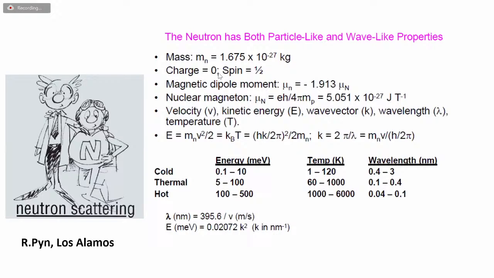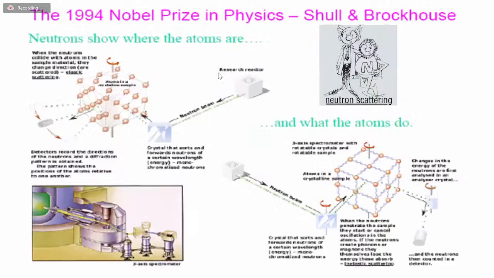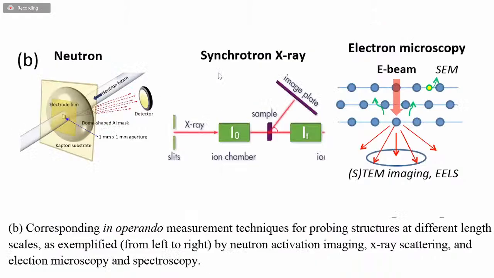Yeah, it will be different with the X-ray. So this is the Nobel Prize in Physics in 1994, showing where the atom is and what atoms do. So neutron, synchrotron, or electron beam, they each have something different. I think not all instruments can show everything, so they need to be combined. Yeah, so we can have the overall picture of the features of what we are studying.